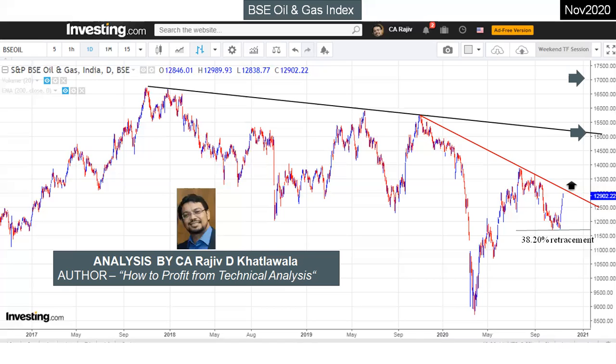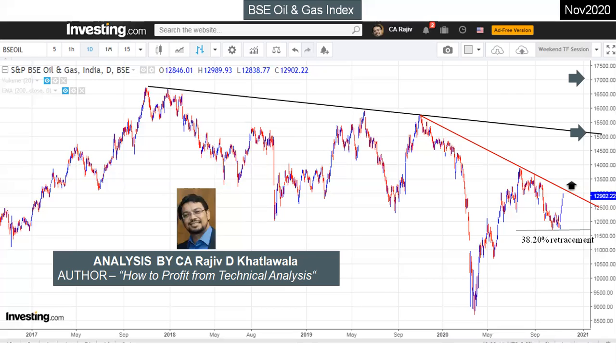As I said, right now from 13,100 there can be a good breakout, and the target could be 15,000 plus levels. So we are talking about the BSE oil and gas index moving up by approximately 15% initially, and thereafter another 2,000 points. So this is the broad structure of the BSE oil and gas index.